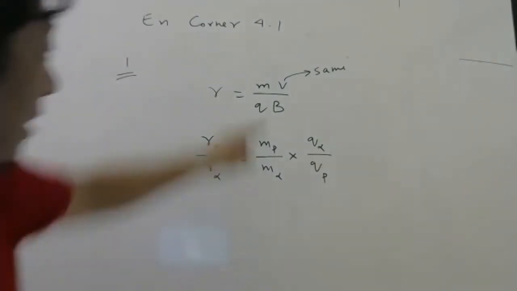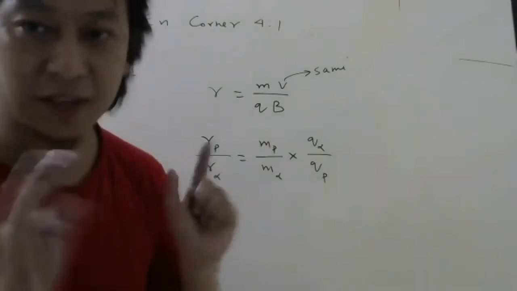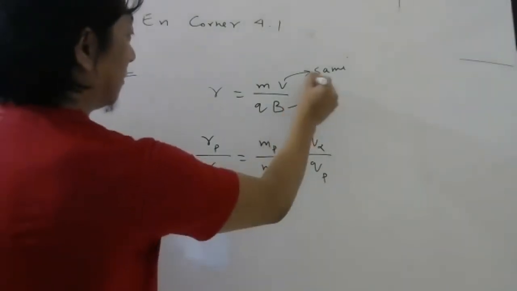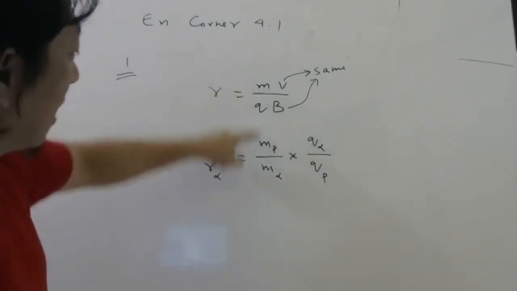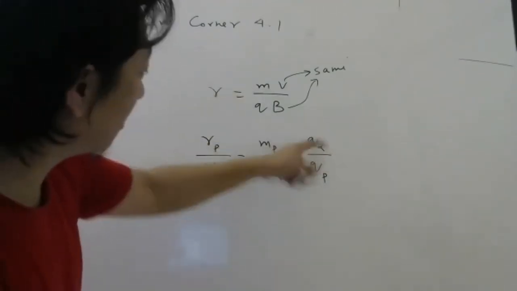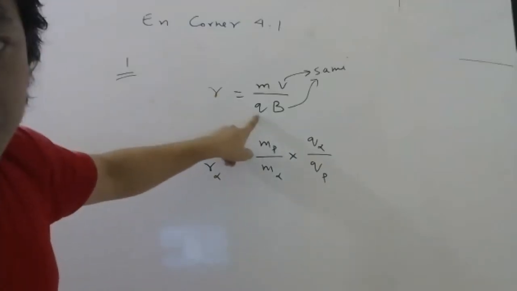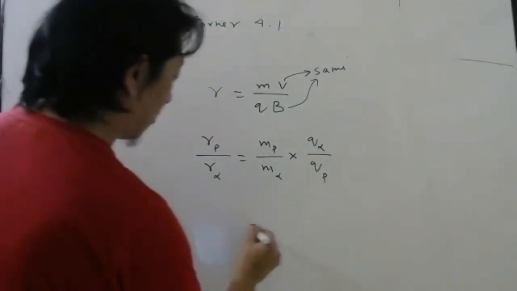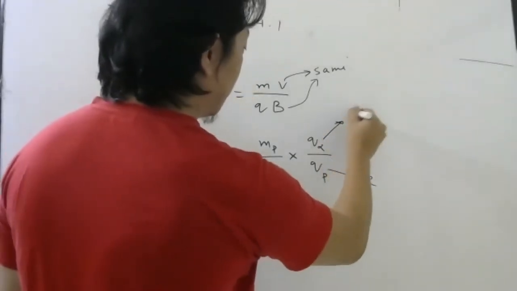Because speed is same, so in ratio speed will cancel. Magnetic field is same, it will cancel. So ratio of the radius of proton and alpha will be mass ratio and inverse ratio of charge. Why inverse ratio? Because radius is inversely proportional to charge.